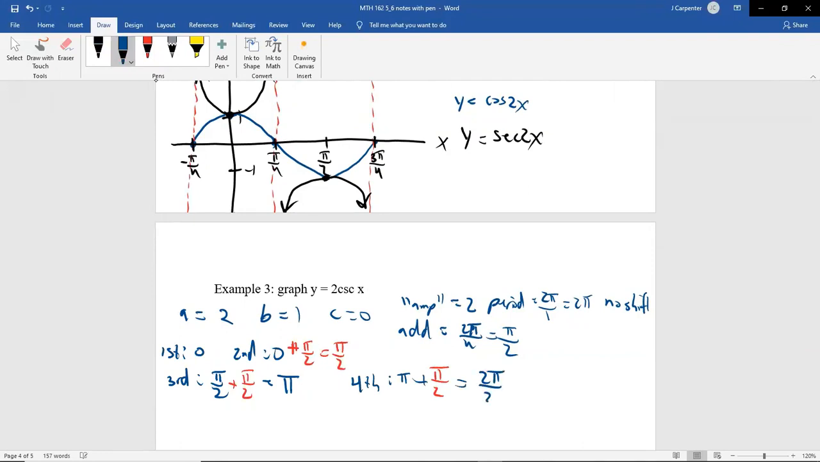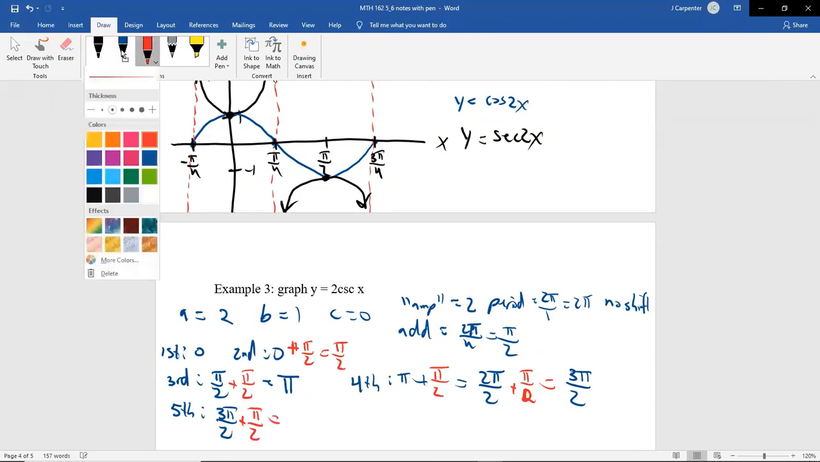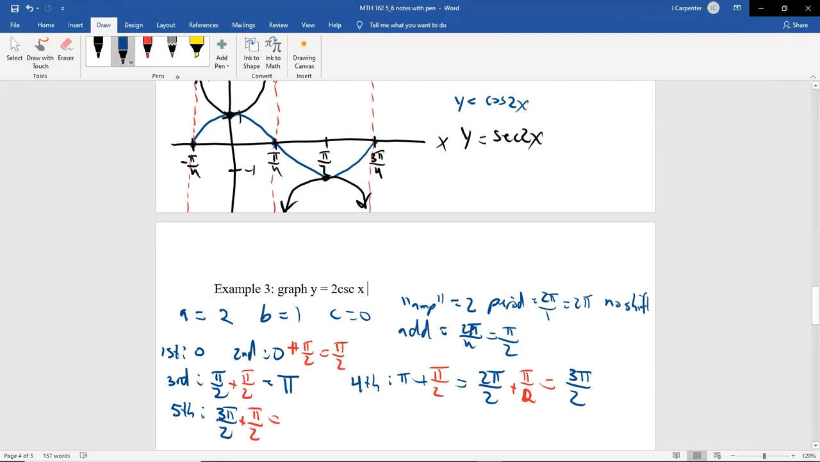Pi is the same as 2 pi over 2. Then when you're adding your pi over 2, you get 3 pi over 2. These are really familiar sounding numbers. And then finally the fifth x value, we take the 3 pi over 2, we add the adding value of pi over 2, which will give us 4 pi over 2, which is 2 pi.